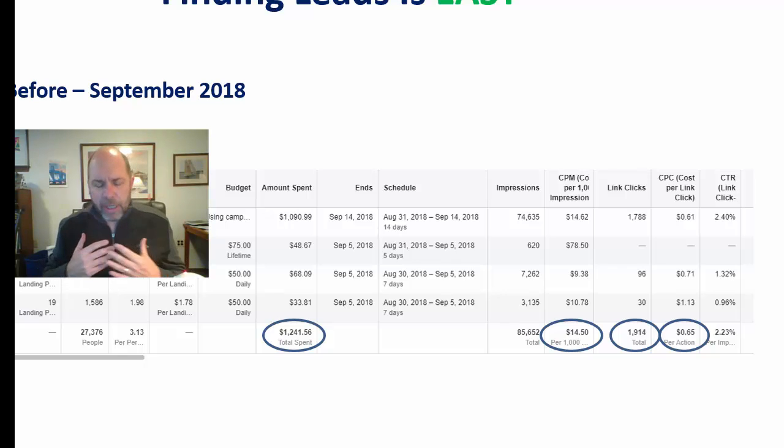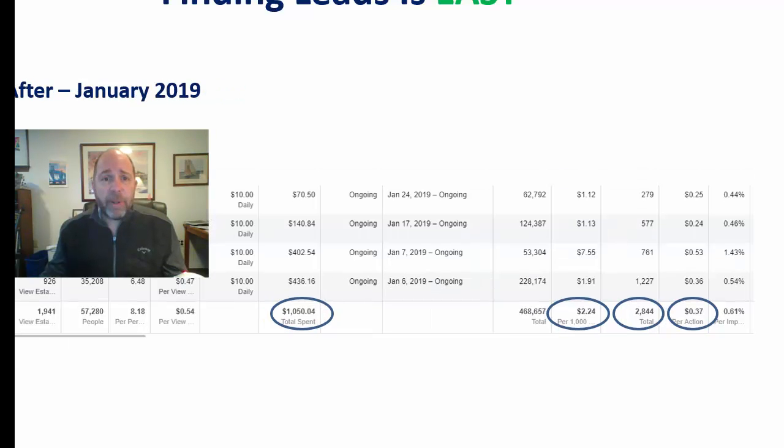But here was a client that was running campaigns to a seminar, and they spent in September around $1,200. They're paying $14 per 1,000 views, cost per 1,000 impressions. They got 1,900 clicks, around 65 cents a click. So you might think that's not so bad, but let me show you what happens when we basically run the same ads using our in-market targeting data and process. The savings are significant.